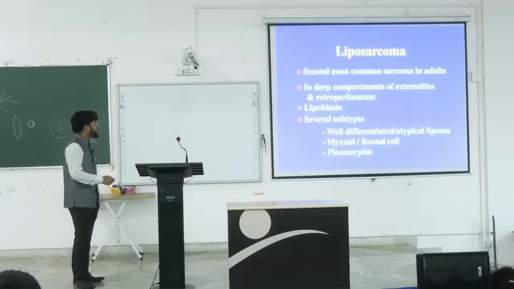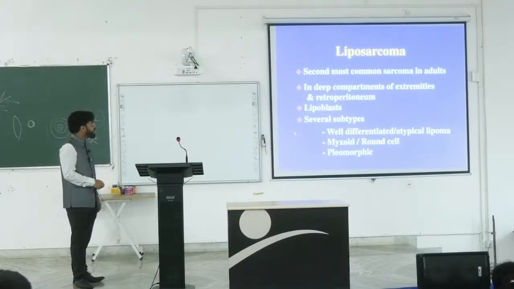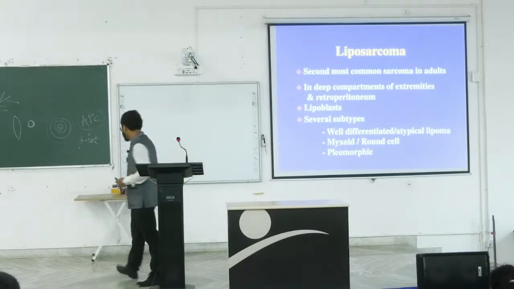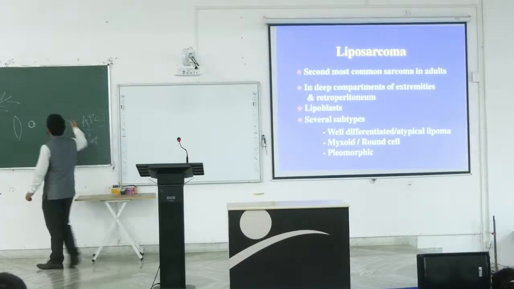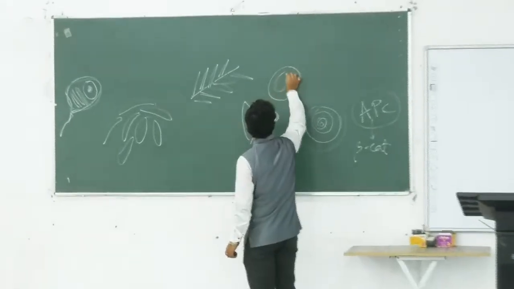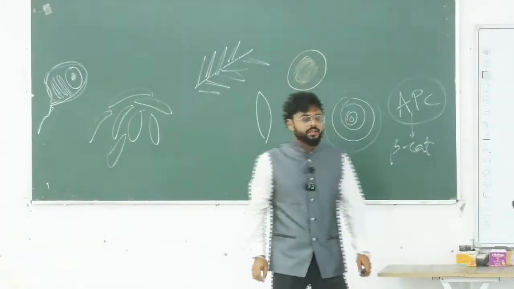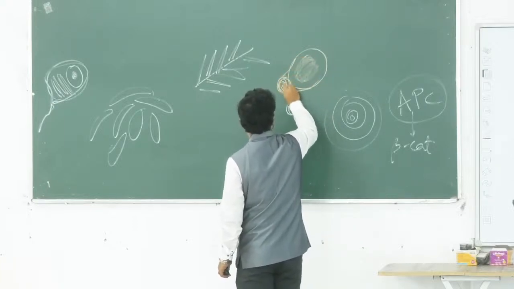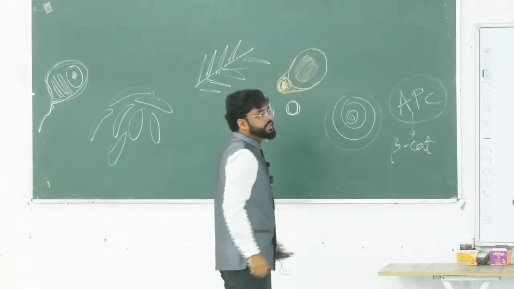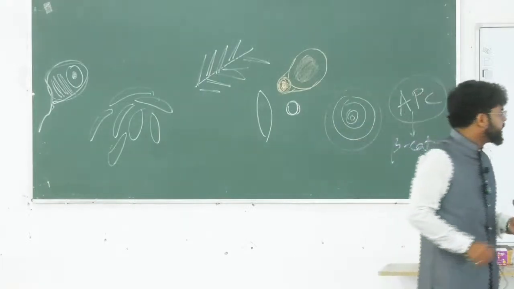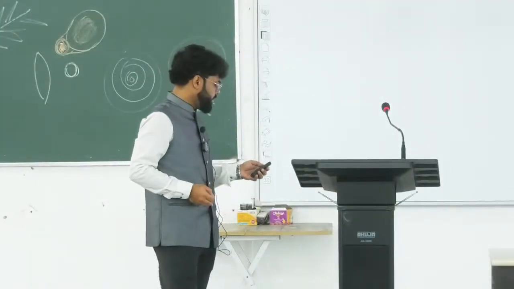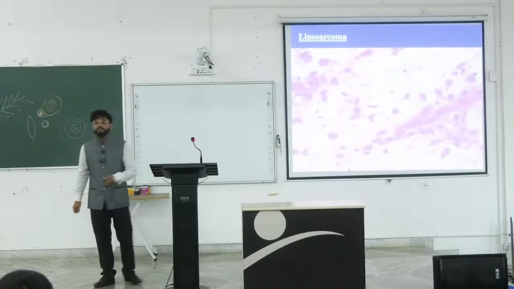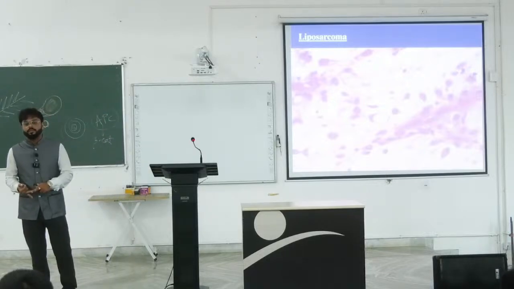The most important entity for liposarcoma is that it is diagnosed on the basis of the presence of lipoblasts. Lipoblasts look like signet cells, that is, a large cell within which a clear cytoplasm is present, and the nucleus is pushed to the periphery. The nucleus is vesicular with prominent nucleoli, etc. Usually it is seen in the extremities and retroperitoneum. See, this is a lipoblast. When I diagnose the presence of lipoblasts, this is basically a liposarcoma. Presence of lipoblasts denotes a liposarcoma.